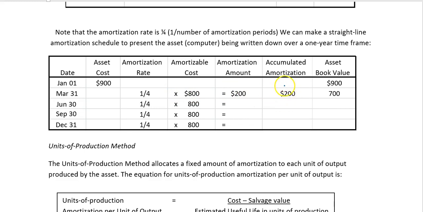And this is the column where your amortization adds up. So it's 0 when you first get the asset, now it's 200. So it's going to go up from here. Each time you amortize for 200, you add this column here. And this one is just your asset book value. So if you take 900 minus the latest number in this column, you get 700. Next time it will be 900 minus this number, and it will give you another number here. So take a few minutes to try this, and we'll go over it in the next video.